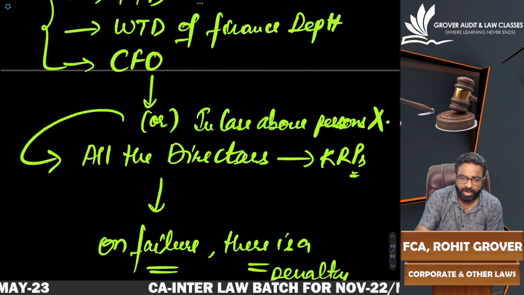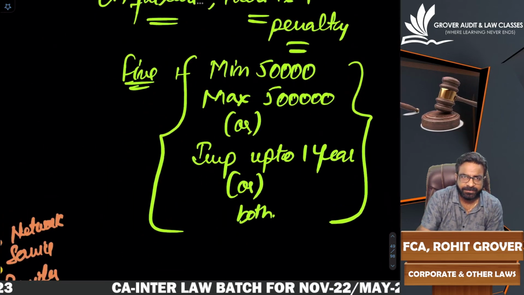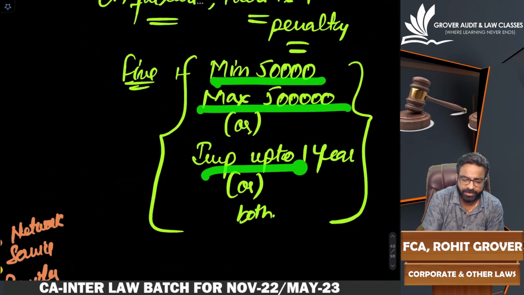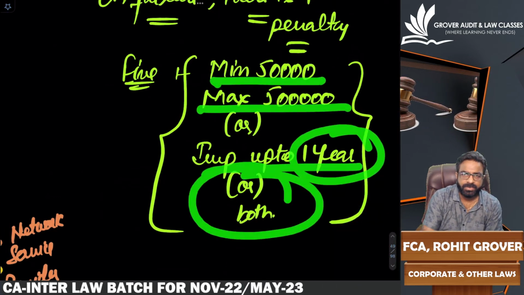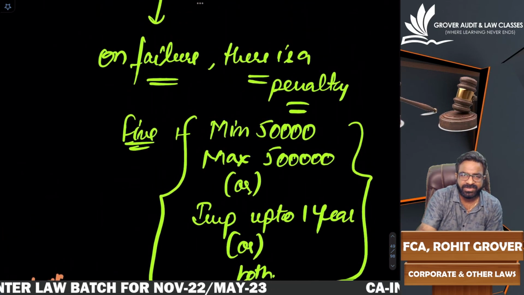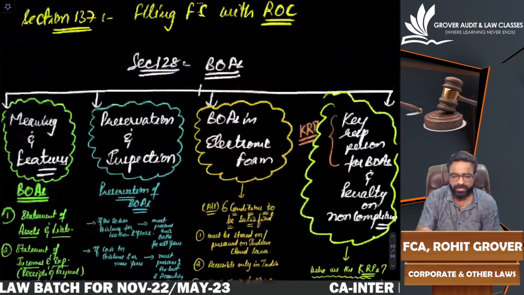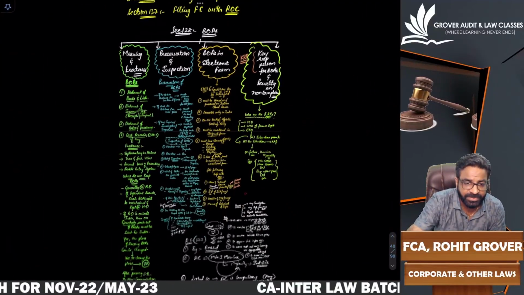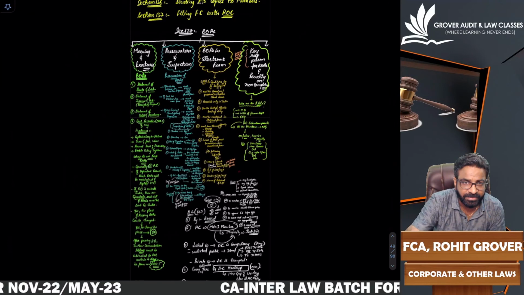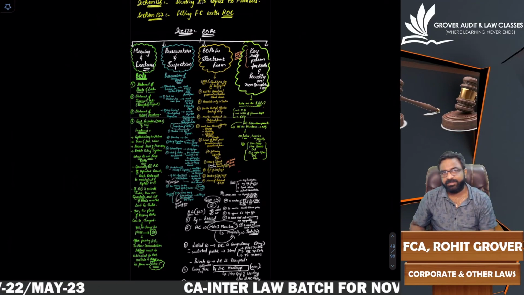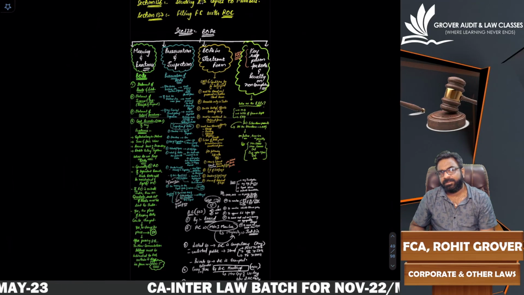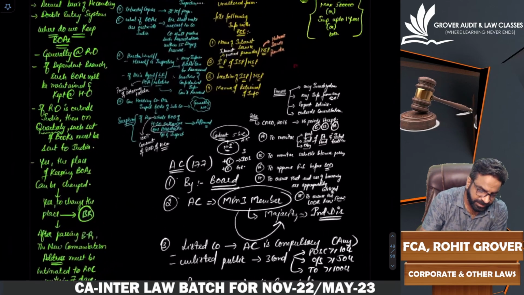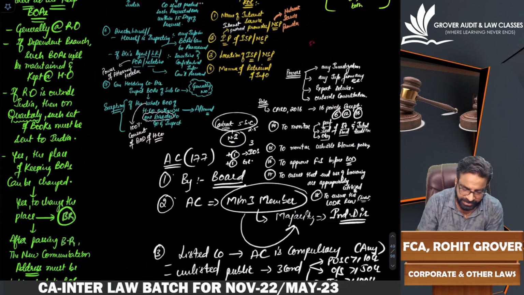So in such case, who will become the KRPs? Directors. On their failure, what is the penalty, Amma? Minimum 50,000, maximum 5 lakhs, or imprisonment up to 1 year or both. This brings an end to your section number 128. Now, are you able to see? Yes, sir. Is it clear, Amma? Yes, sir. With that, which section is over? 128.